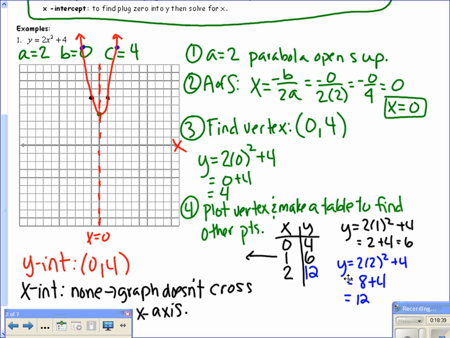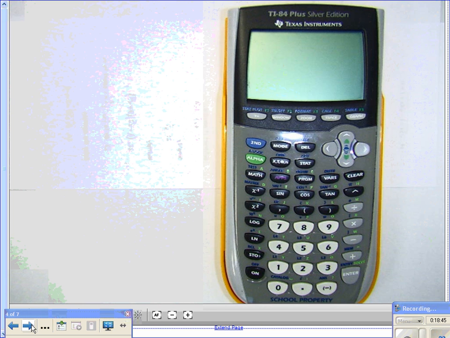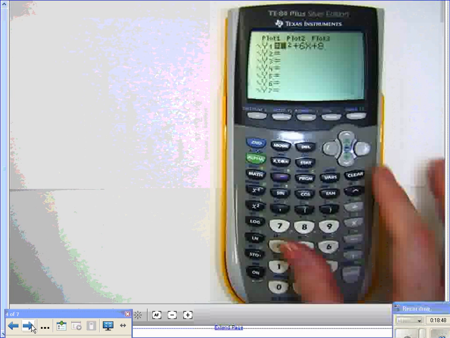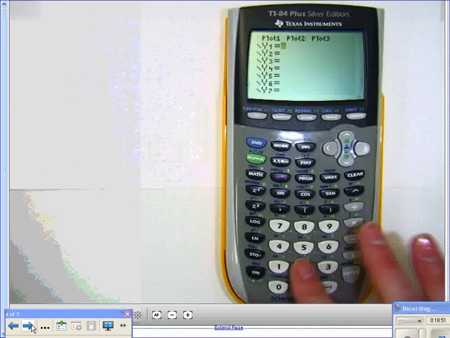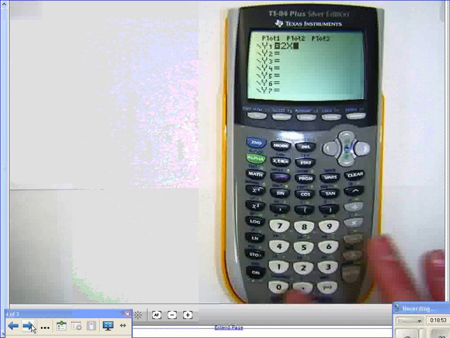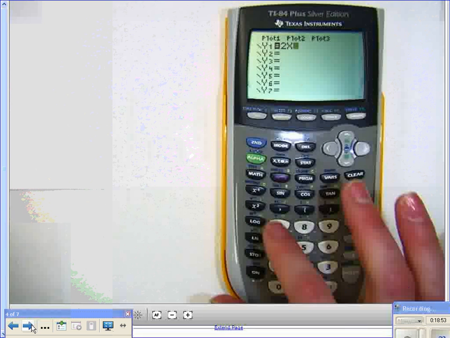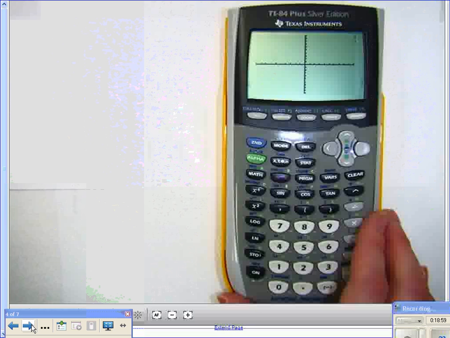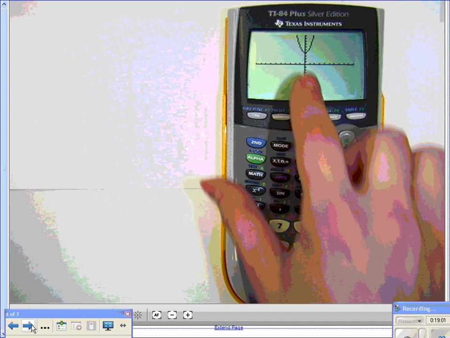And now I'm going to go to my calculator and check my work to see if I did all this correctly, because it's an easy thing to do. I go to my y equals and plug this equation in: 2x squared plus 4. If I hit zoom 6 for a nice standard window, here's my graph, and notice I can see my vertex.